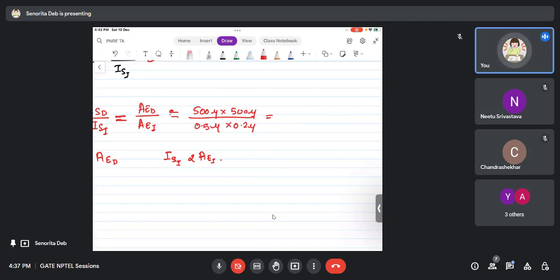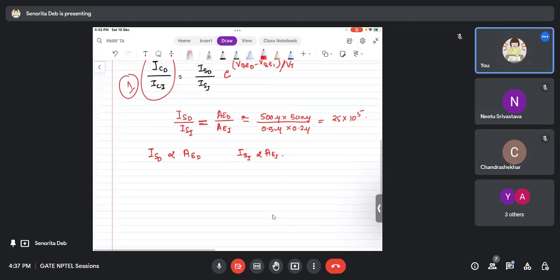So 0.5 into 0.2 is 0.1, and 500 into 500 is 25. So the answer is 25 into 10 to the power 5. Please check. So 25 into 10 to the power 5.